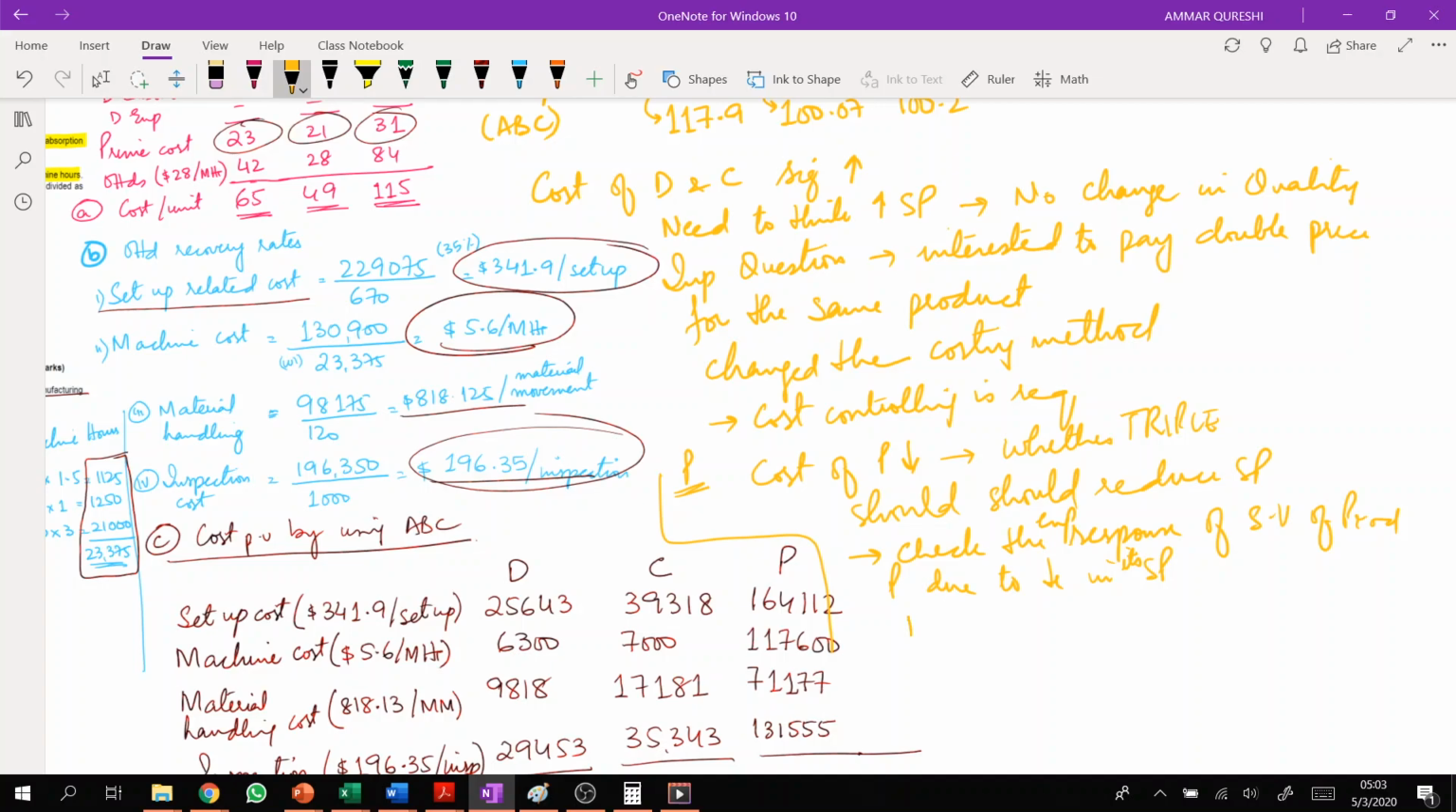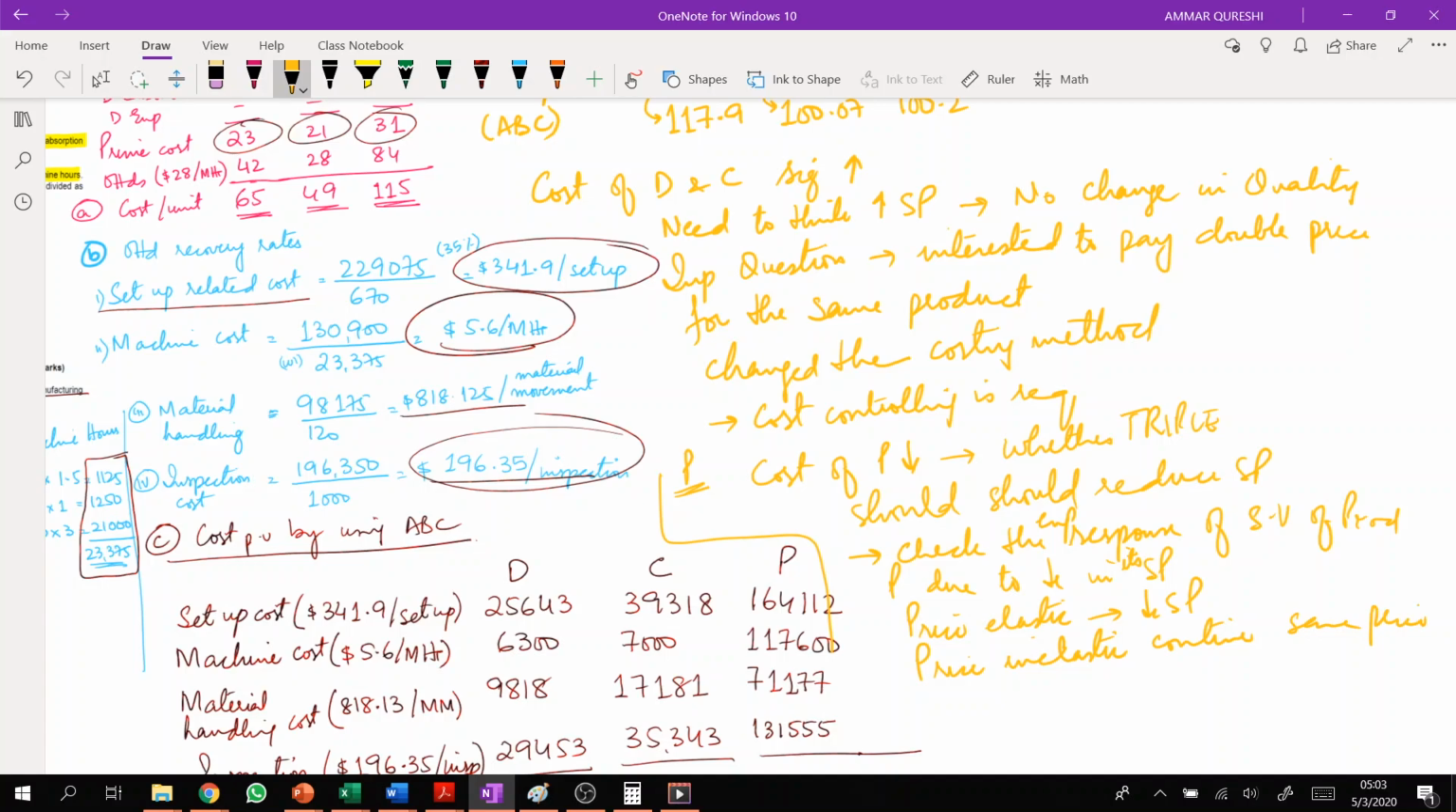If the product is price elastic, meaning it is more responsive, then a slight decrease in selling price is going to increase sales volume by a huge amount. So in that case, if the product is price elastic, you should reduce the selling price. And if the product is price inelastic, you should continue with the same price.